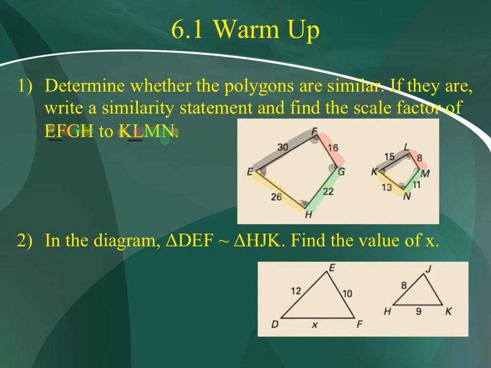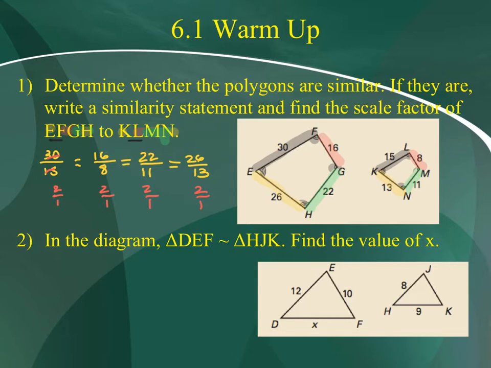So if I did that, I should get 30 to 15 should equal 16 to 8, should equal 22 to 11, should equal 26 to 13. And what's true about each of these? They all simplify to 2 to 1. So be careful, because you could get one that does not. You've got to check them all.